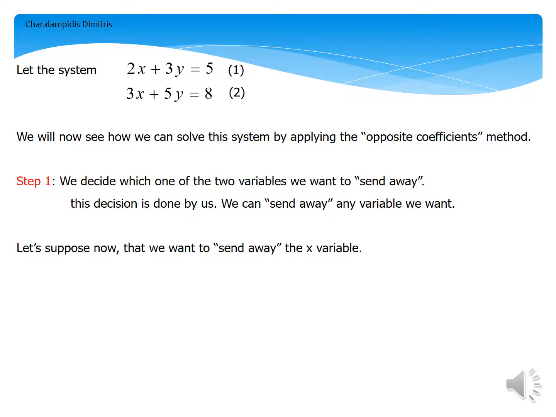In first step, we decide which one of the two variables we want to send away. And this is a decision that is done only by us. We actually decide which variable we want to send away. It could be any variable. Let's suppose now that we want to send away the x variable.